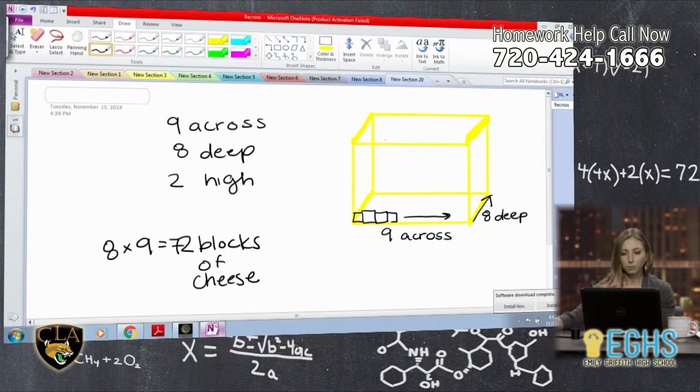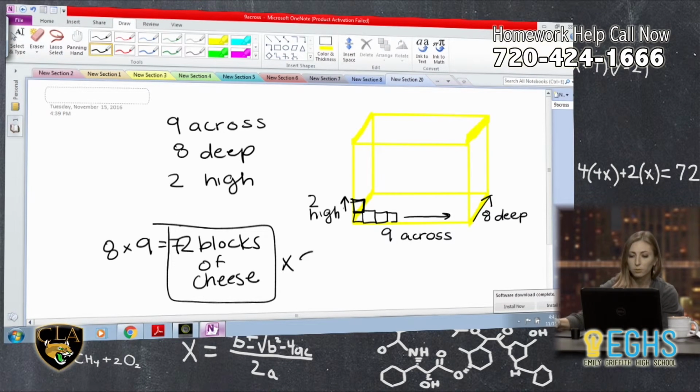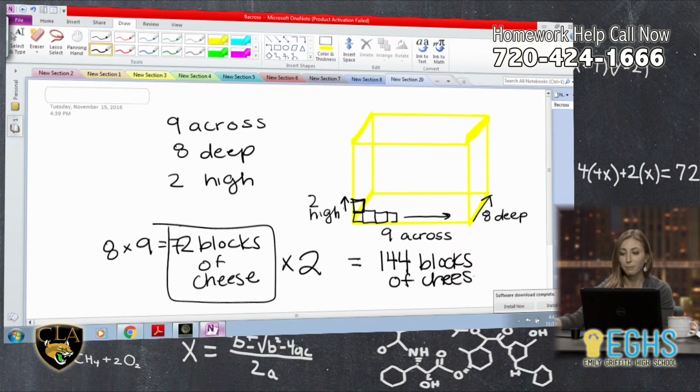And then we said it's actually only 2 high. Maybe I made my cooler a little bit tall, but it's 2 layers high. So we're going to have these 72 blocks of cheese on the bottom, and then one more layer of it because it's 2 layers high. I'm going to label that as well: 2 high, going this way. So we're going to have 2 sets of these 72 blocks of cheese. We multiply that by 2, and that's going to be 144 blocks of cheese that would be in my cooler. Maybe it wasn't my cooler, but I made it my cooler.